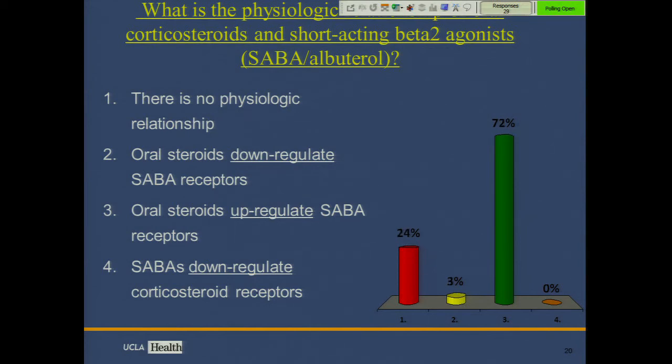So I guess people are still voting. Okay. So actually, answer 3 is the correct answer. And so this is why, if we put someone on systemic steroids who has asthma, we should also put them on albuterol. We're missing out on an opportunity for synergy there. That's the takeaway point there.